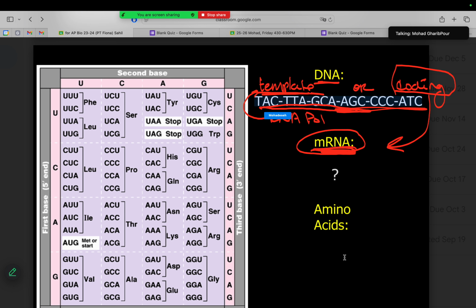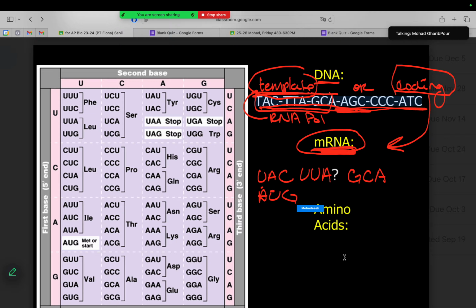which means my mRNA sequence will be UAC, UUA, GCA, etc. So I'm just copying whatever's on there. Template strand, that's a different story. Instead of U here, you're going to have A. You're going to have U here, G here, and so forth.